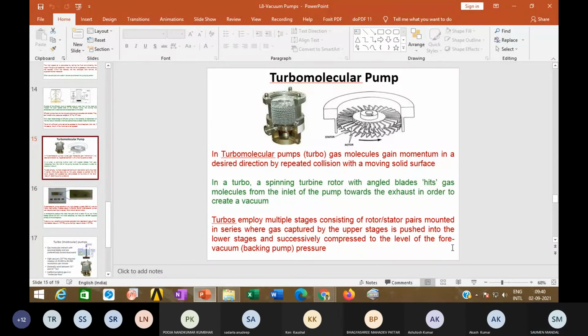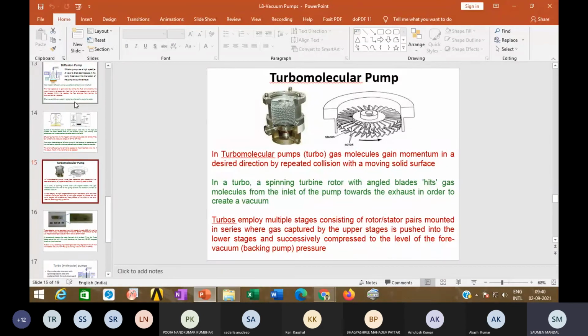So basically it compresses the gas and then it is removed from the chamber. That's all. The two different pumps have totally different operations.